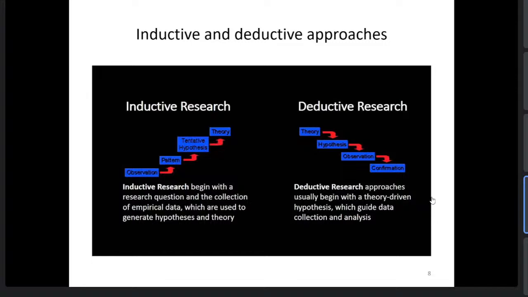While in case of deductive research, here we begin with the theory-driven hypothesis, and based on the hypothesis, we use the data and analyze the data, to see whether the exploration or findings from the data match the hypothesis or not. Okay, now move to the next slide.